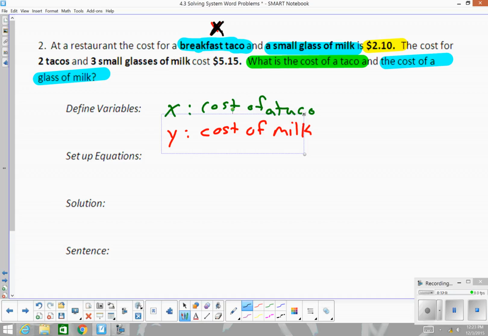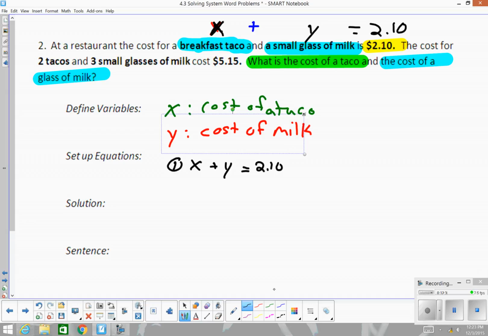X. Awesome. And remember, "and" could also mean plus a small glass of milk. So the cost of 1 glass of milk is y. "Is" means equals $2.10. Okay. So now I just wrote out one equation. My first equation is going to be x plus y equals $2.10.